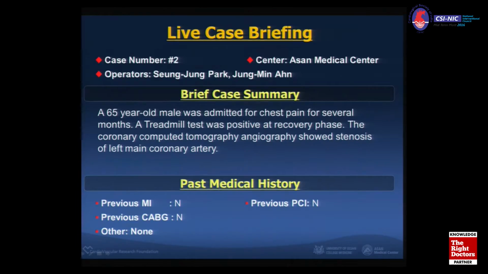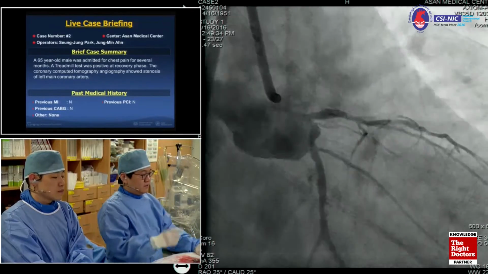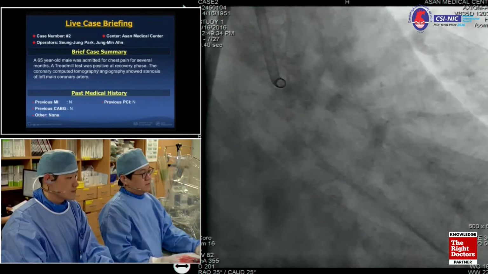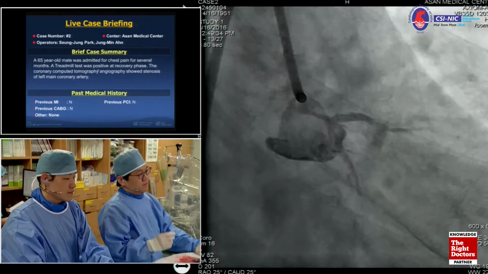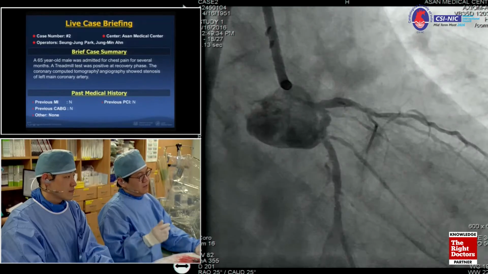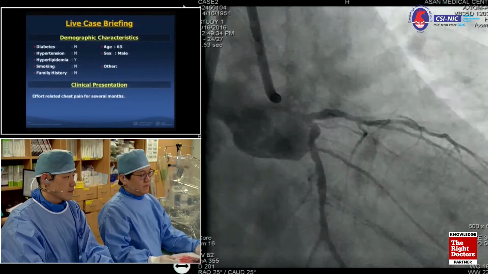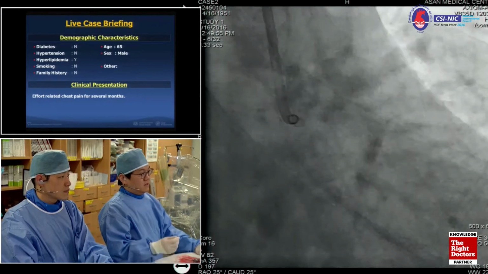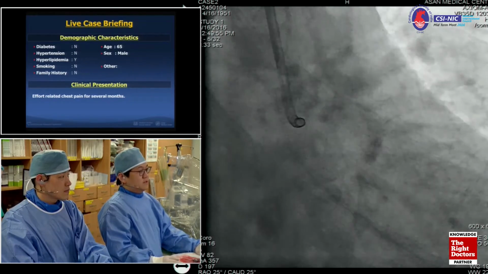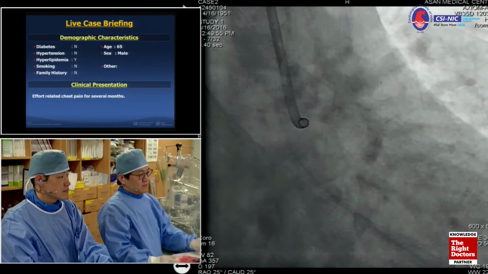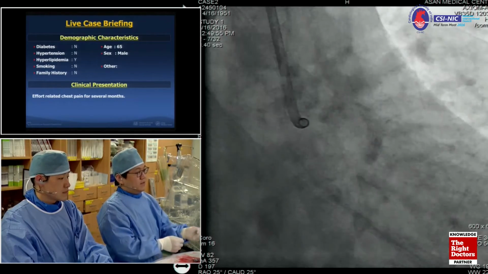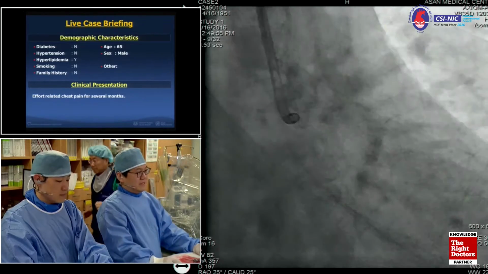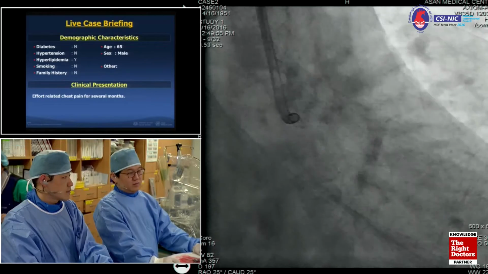His coronary risk factor is only hyperlipidemia. This is the first shot of his coronary angiogram. Very tight stenosis of the left main, and maybe it involves the left main bifurcation. We discussed with the surgeons, but he preferred otherwise, and the disease is focused only on the left main, so we decided to perform the left main stenting.